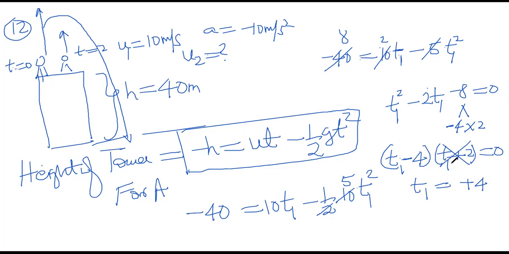Okay. We got one value for T1. The other value is not true. Is it or not? Absurd answer. So this is the total time taken for the first ball to reach the ground. Very good. We got one answer. What about the second ball? Tell me. Quite obviously, it will take 6 seconds. Is it or not?